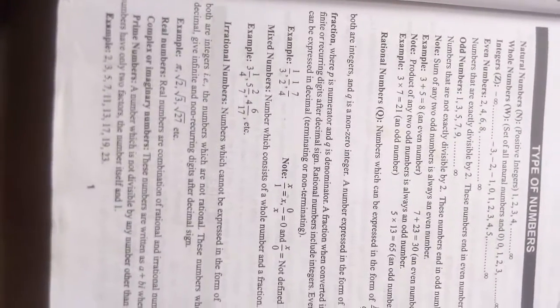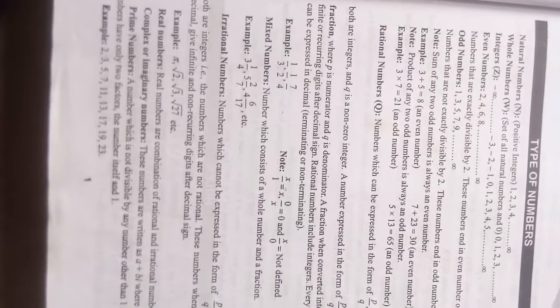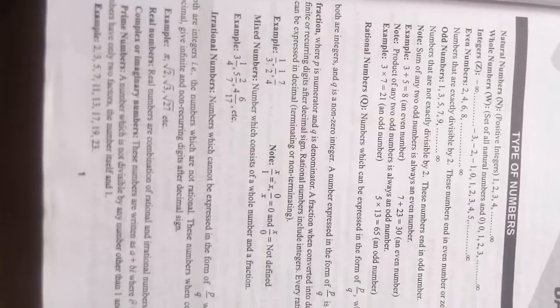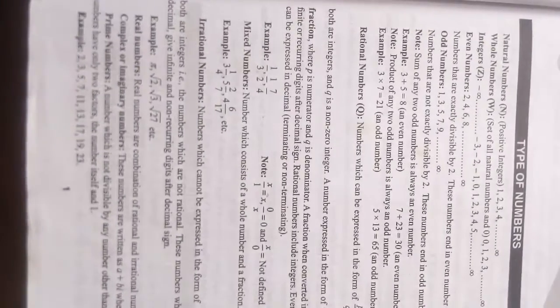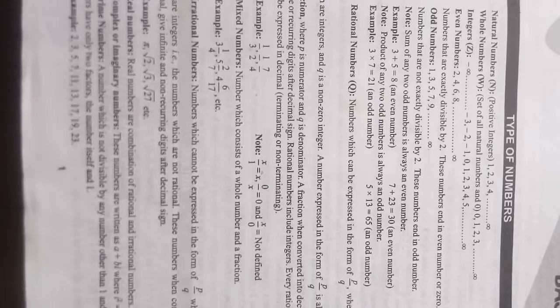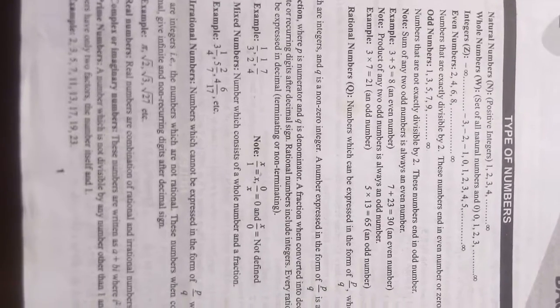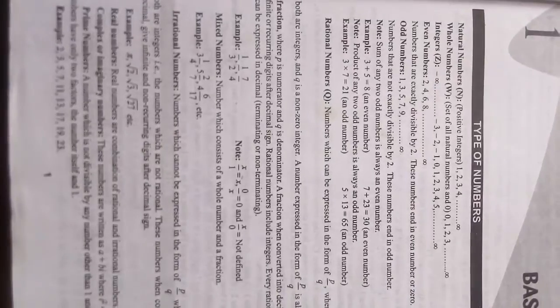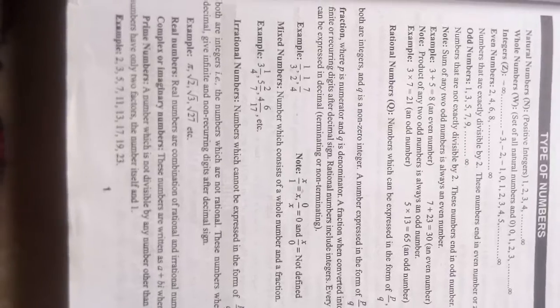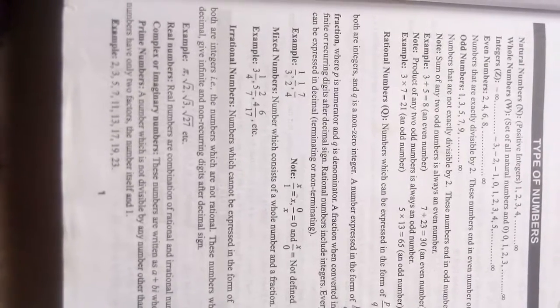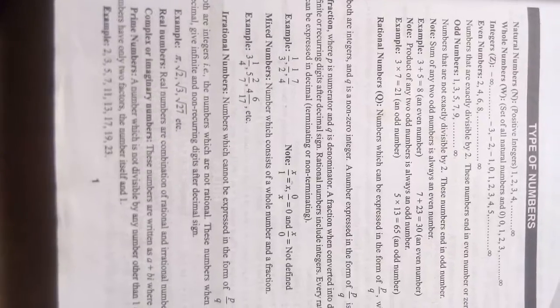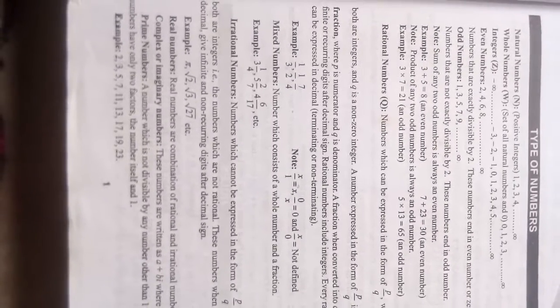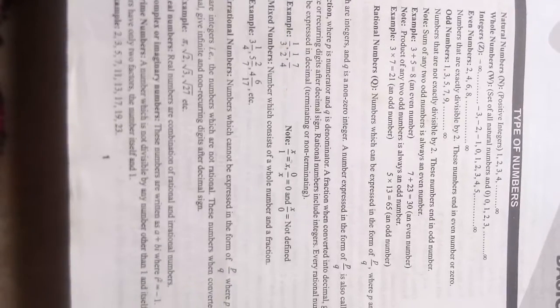And irrational numbers. The numbers which we can't express in the form of p by q are called irrational numbers. That is, the numbers which are not rational. In other words, the numbers which are not rational are called irrational numbers. These numbers, when converted into decimal, give infinite and non-recurring digits after the decimal point. Some examples of irrational numbers are pi, √2, √3, √7, and so on. Real numbers. Real numbers are a combination of rational numbers and irrational numbers.